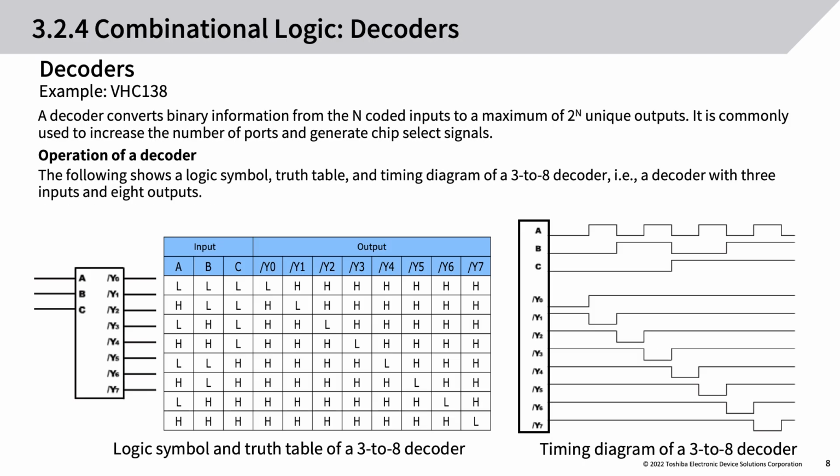Combinational logic, decoders. A decoder converts binary information from the n-coded inputs to a maximum of 2 to the power of n unique outputs. It is commonly used to increase the number of ports and generate chip select signals. Operation of a decoder. The following shows a logic symbol, truth table, and timing diagram of a 3 to 8 decoder, i.e., a decoder with 3 inputs and 8 outputs.